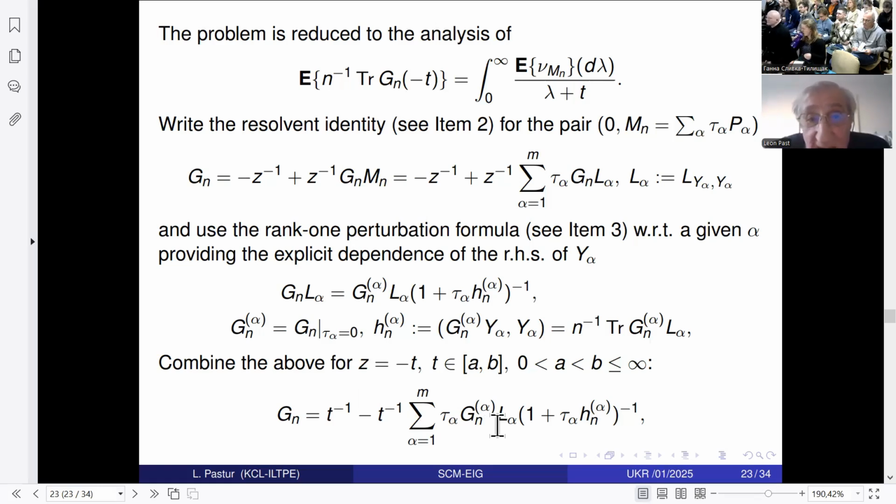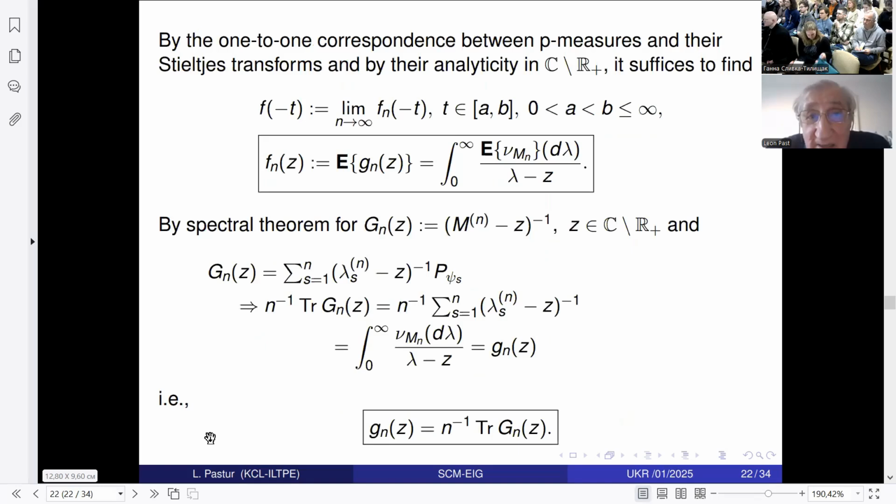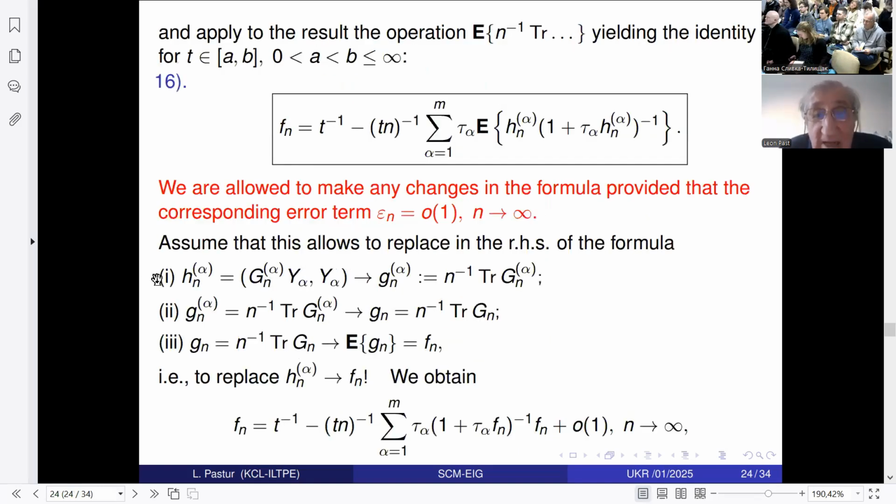Yes. And now since I need the normalized trace, I apply to this identity the operation 1 over n trace, and next I arrive at this relation. It is still an identity which expresses my function fn that I'm looking for via something else, via the function Hn alpha.